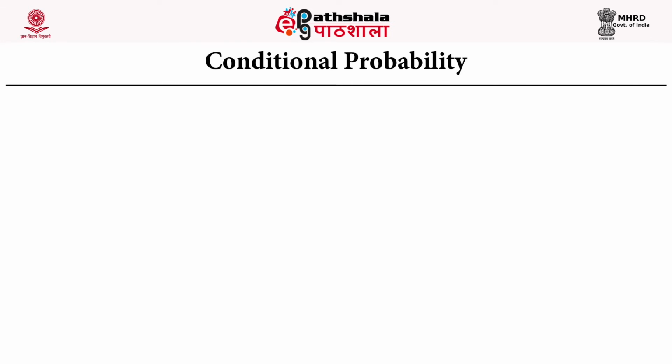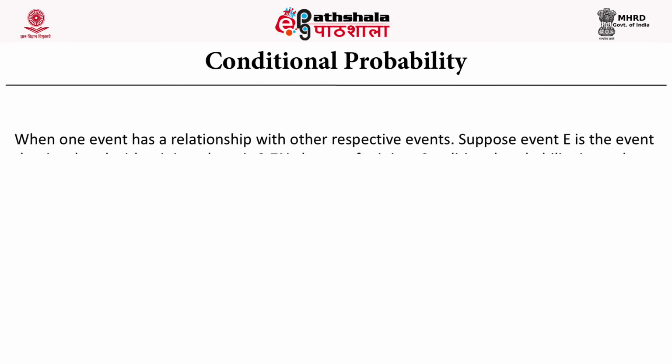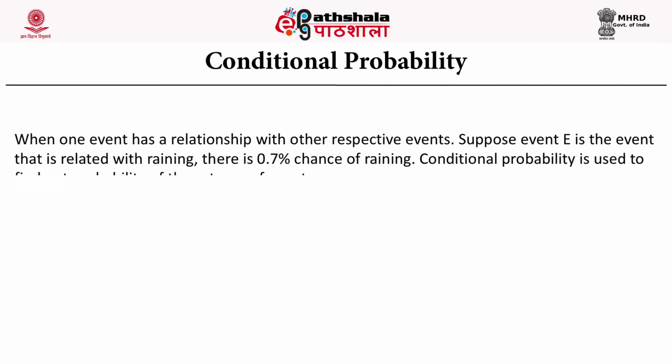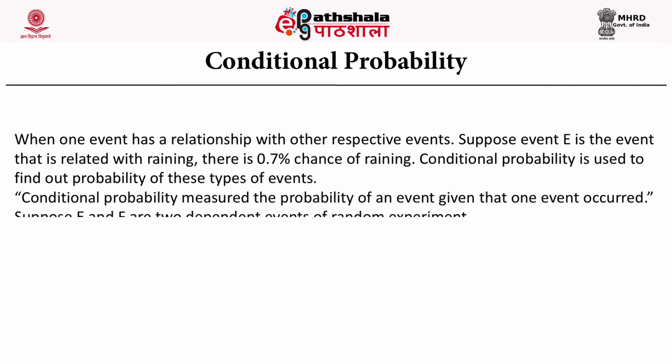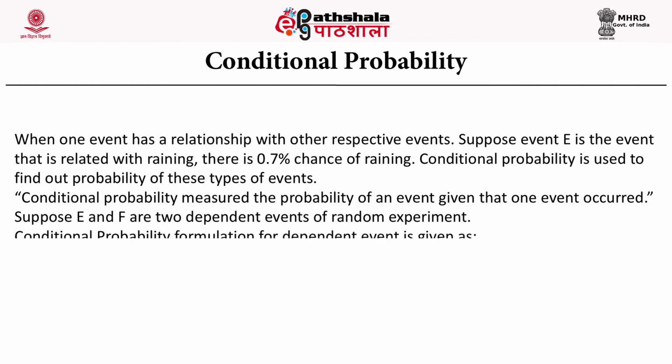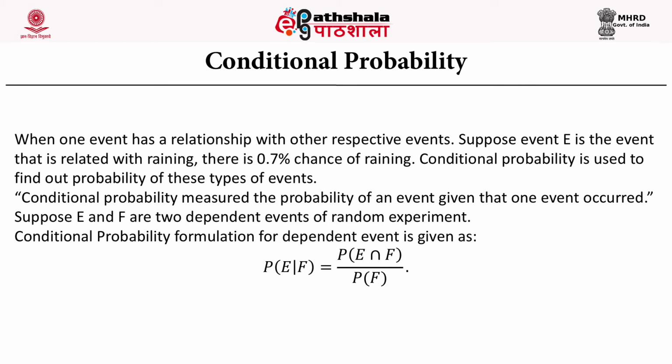Now coming to the definition of conditional probability. So when one event has a relationship with other respective events, suppose event E is the event that is related with raining, that is 0.7% chance of raining. Conditional probability is used to find out the probability of these types of events.